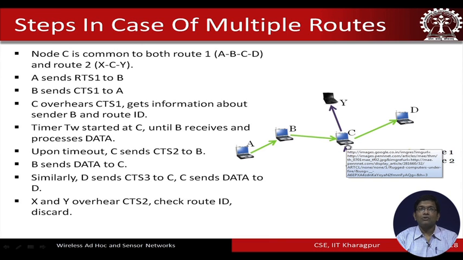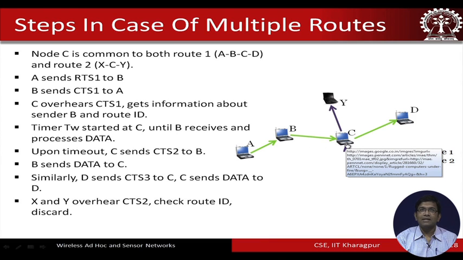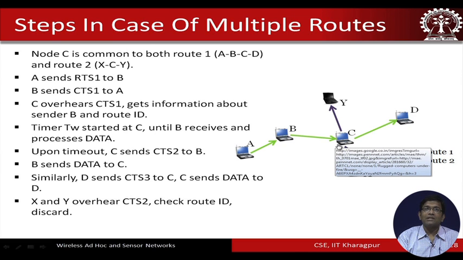A sends RTS1 to B, B sends CTS1 to A, and C overhears the CTS1. This is something that we have seen in the previous slide itself, so nothing new so far. C overhears the CTS1 and gets the information about the sender B and the route ID. The timer TW is started at C until B receives and processes the data. Upon timeout, C sends the CTS2 to B, and B sends the data to C.